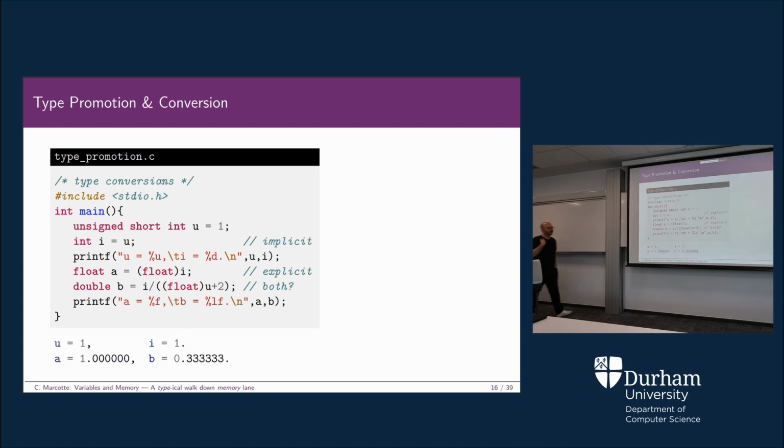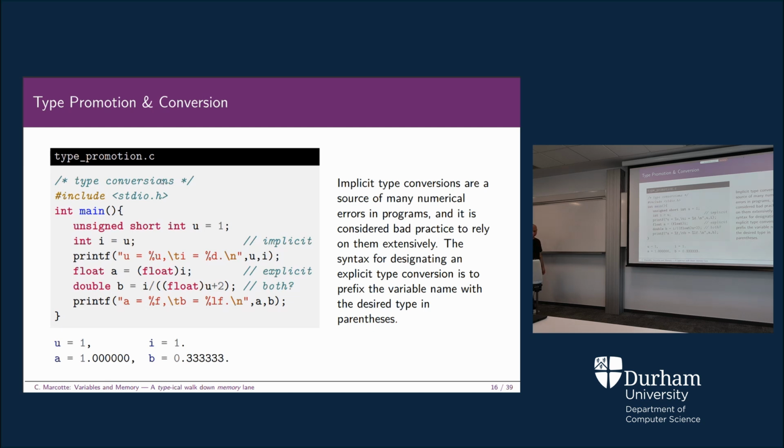If you compile and run this program, you start with u equals 1, of course. That's hopefully not surprising. i is equal to 1, because this is being implicitly promoted. a is set equal to 1.00000, because it's a floating point type. And b is set equal to almost a third, right? Because this is 1 divided by 1 plus 2. Hopefully that's not too confusing.